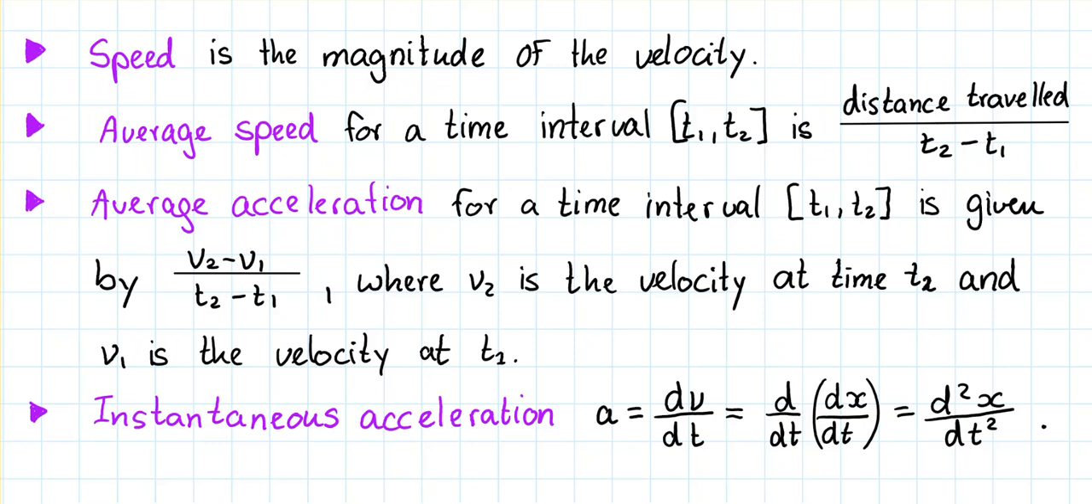Okay, let's continue with the applications of differentiation. So speed is the magnitude of velocity, and the average speed for a time interval t1, t2 is the distance traveled over the difference in time.